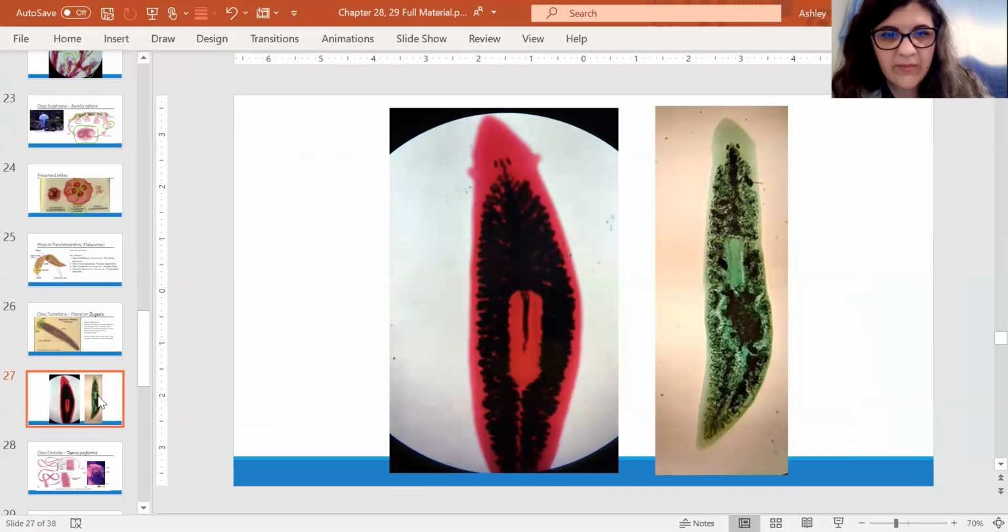And so here are some images from lab. Again, you can see the projections, the eye spots. Those are kind of key indicators.